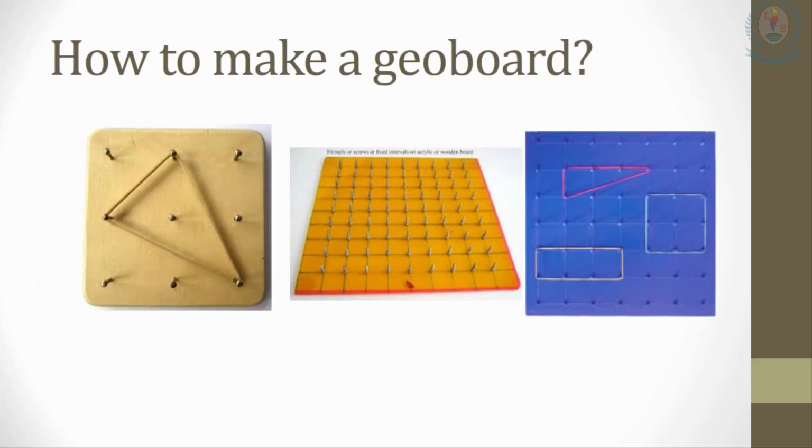Here you can see some pictures of a geoboard. In the classroom, you can use this to understand more about polygons. It is a wooden board with nails, and we can use a rubber band to make the polygons on the wooden board. That is called a geoboard. Try to make this, then it will make it easy to understand polygons.